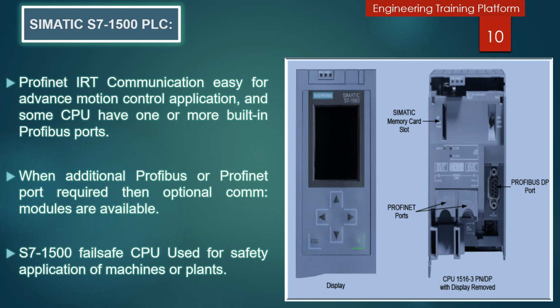S7-1500 fail-safe CPUs are used in applications where it is essential to guarantee the functional safety of machines or plants. Here you can see the example of CPU 1516-3PN/DP. This is with display. If you remove the display, you can see the ports. These are the Profinet ports. There are two ports for the Profinets. These are the Profibus DP port, and these are the memory cards.